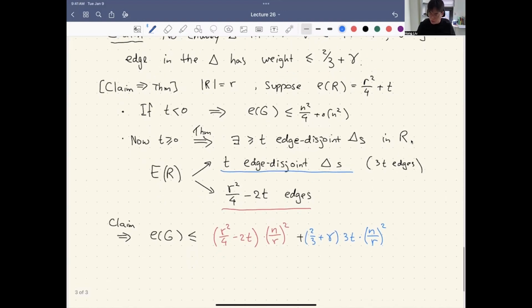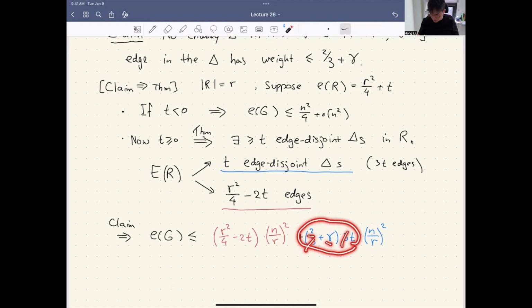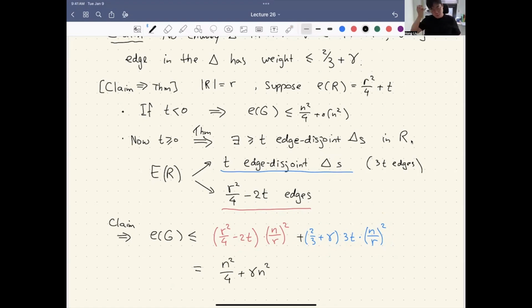Now what does this equal? Let's collect the main term. You have n squared over 4 minus 2t of this, and here they cancel out. This is roughly 2 plus gamma times t, so this is like 2t, and you have 2t times this, which is a low order term. So we have n squared over 4 plus some low order term. That's exactly what we want: n squared over 4 plus gamma n squared. Done.